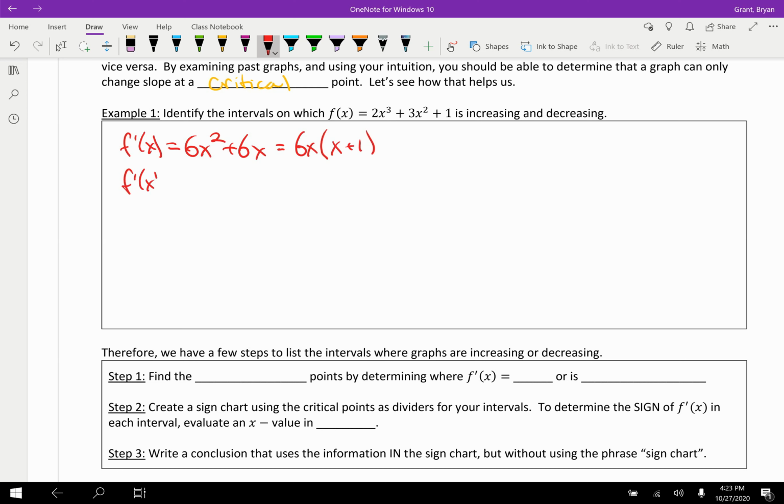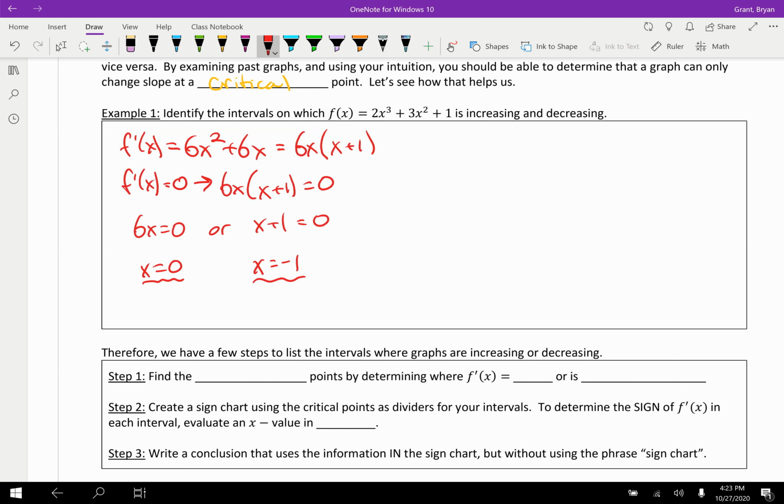We just need to set f prime of x equal to 0. We know the equation for f prime of x, that's 6x times x plus 1. Two equations, 6x equals 0 or x plus 1 equals 0. That's the zero product property. x equals 0 or x equals negative 1. Nice. I found critical points.